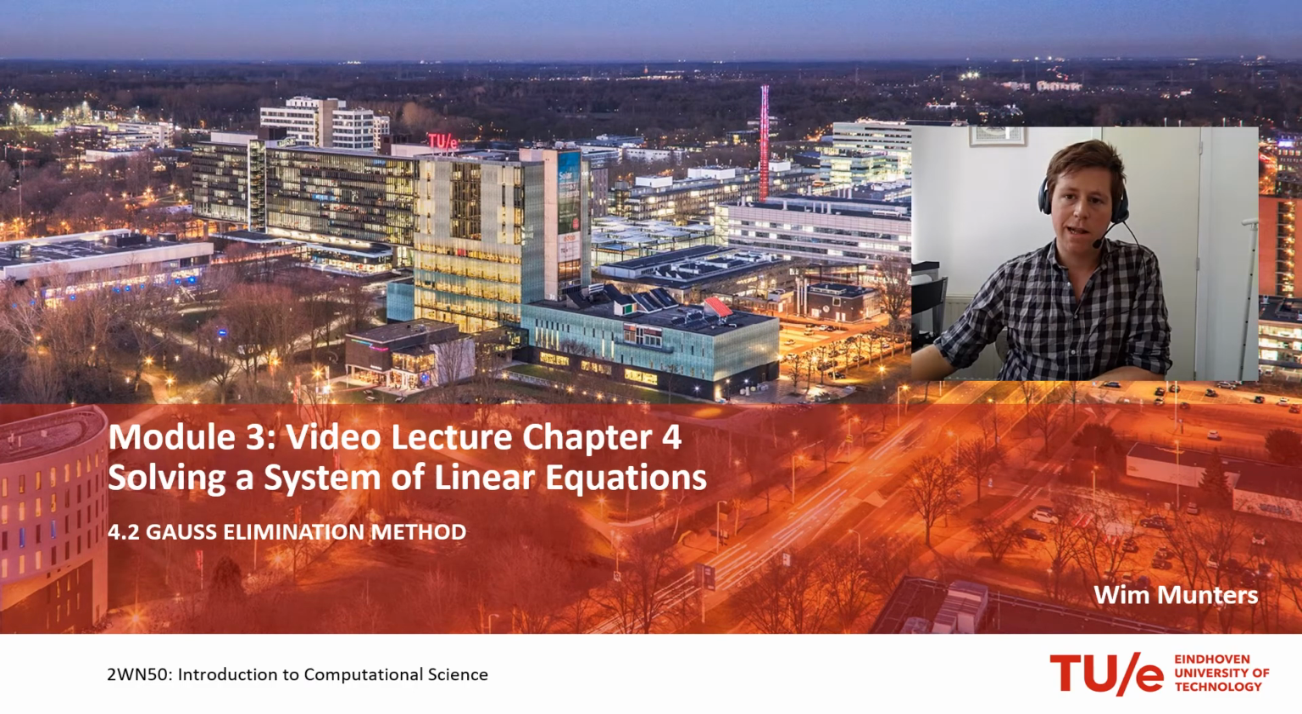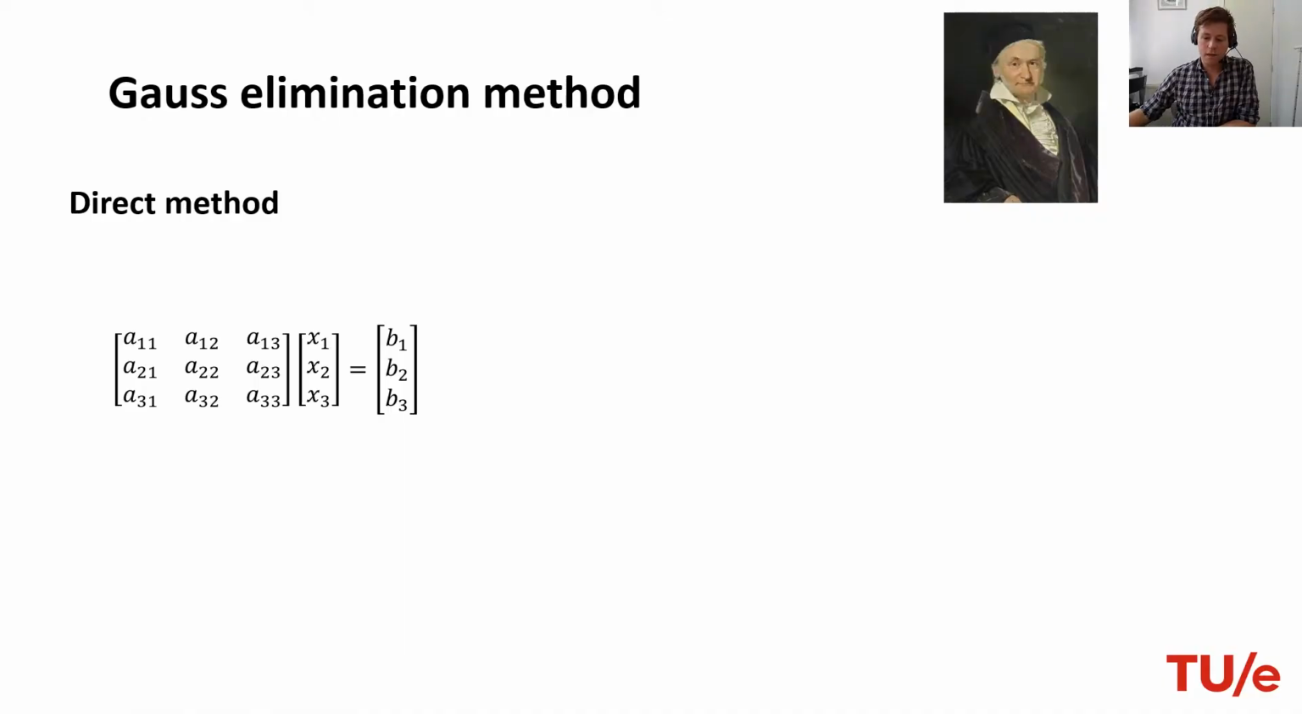In this video, I will elaborate on a first method to solve systems of linear equations, which is the Gauss elimination method. The Gauss elimination method, which was named after Carl Friedrich Gauss, as we already mentioned, is a direct method. This means that we try to cast this linear system, the matrix A times X equals B, into a form which we can easily solve, and then we try to solve it in one step. And that is what we try to do.